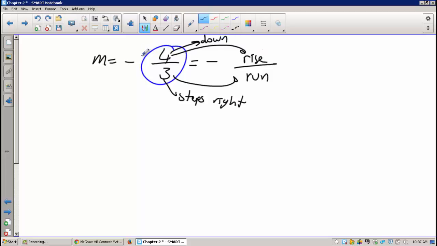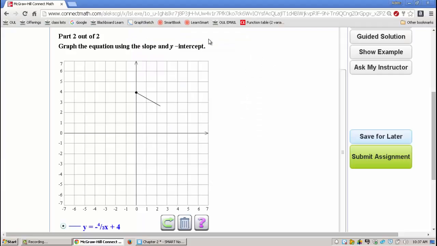It's not technically rise because you're sliding. 4 means how much you're going down. 3 means how much you're going east. I will go 3 to the right, 4 down. Why down, not up? Because of the negative sign, sliding. Alright, I go first 3 steps right, 1, 2, 3, and now 4 steps down, 1, 2, 3, 4. This is slope negative 4/3.